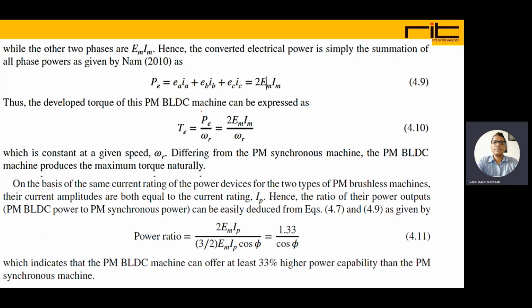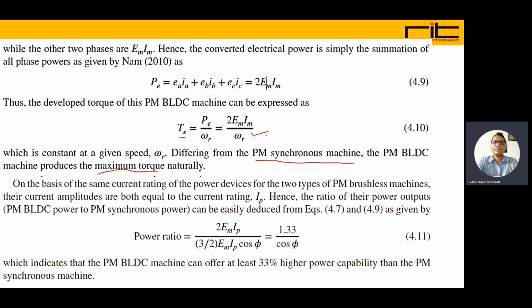Thus, the developed torque of the BLDC machine can now be expressed as torque is equal to power divided by omega r, so 2 Em Im divided by omega r, which is constant at a given speed omega r. Differing from the PM synchronous machine, PM BLDC machine produces maximum torque naturally. So here we are getting this maximum torque.